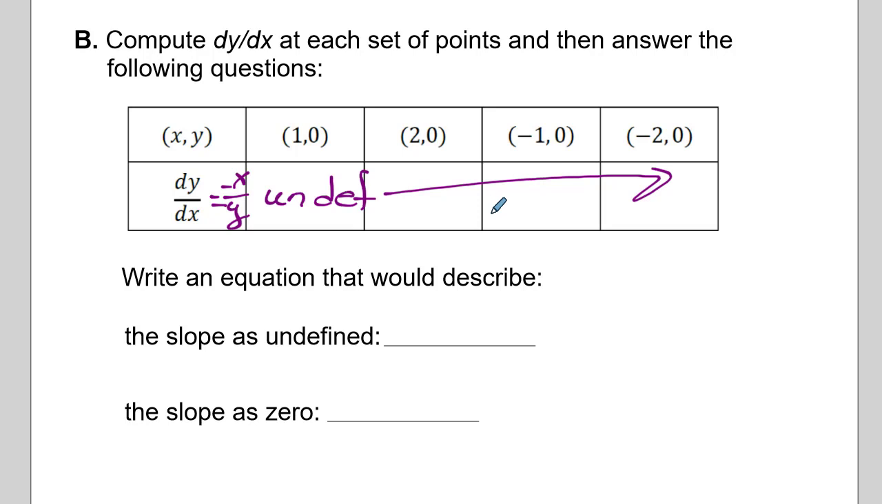Vertical lines mean that if we're talking about undefined slope, the x values are all the same. So it takes the form of x equals a. And if the slope is 0, we're talking about y equals b. So what that means is at these points, we might draw little vertical line segments for the slope field. All right, we'll come back and look at those in just a moment.